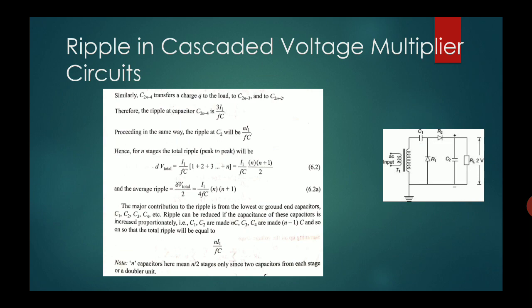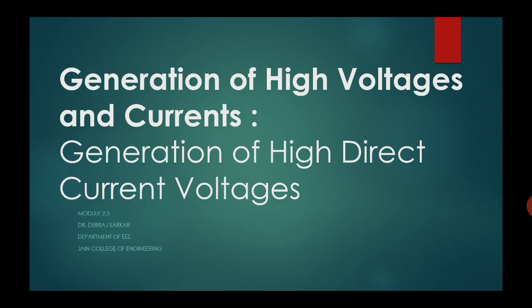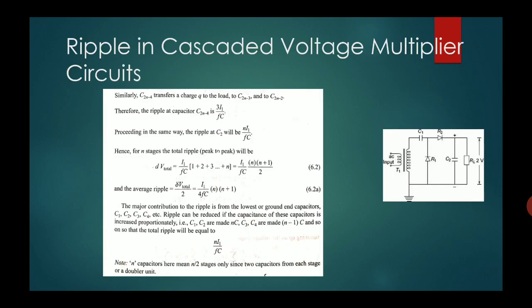The major contribution of the ripple is from the lowest or the ground end capacitors C1 to C4 etc. Ripples can be reduced if the capacitance of the capacitors is increased proportionately. That is, C1, C2 are made nC, C3, C4 are made n minus 1 C, and so on, so that the total ripple will be equal to nI1 by Fc. This is how we calculate the ripple for the cascade voltage multiplier circuit.